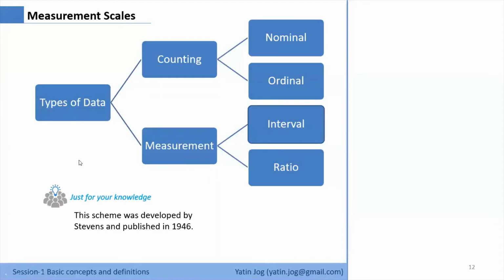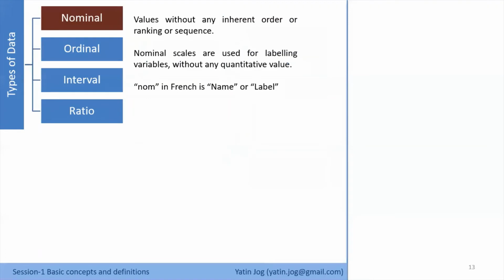So before that, just for your knowledge, this scheme of nominal, ordinal, interval and ratio was developed by Stevens and it was published in 1946. So from 1946, in different types of analysis, we have started using nominal scale, ordinal scale, interval scale and ratio scale. Okay, fine.